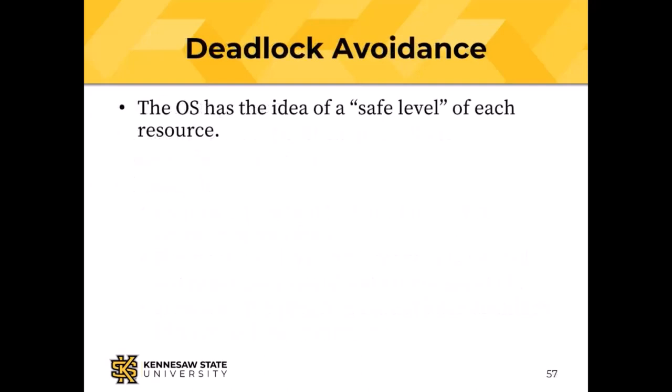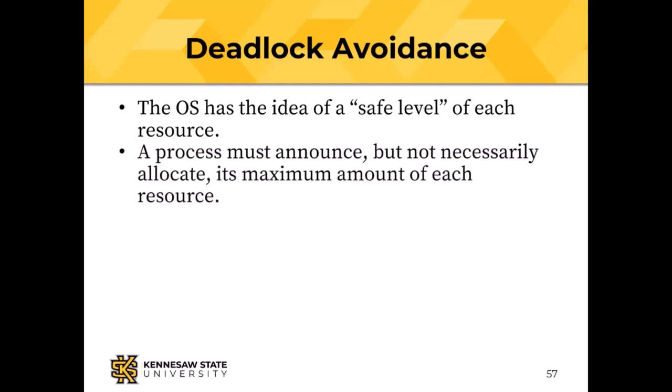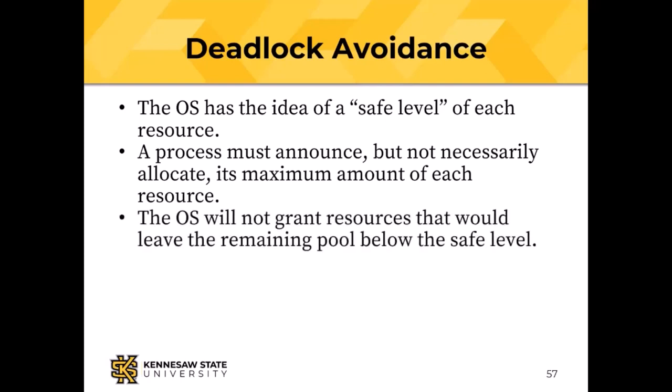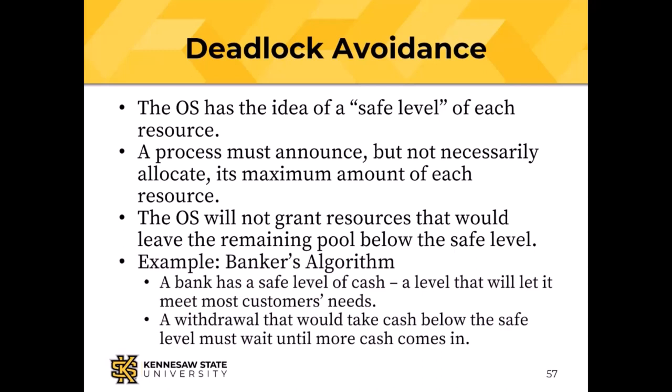Deadlock avoidance. The operating system maintains this idea of a safe level of each resource. This is called the banker's algorithm. Bankers know how much cash they need in the branch bank to do business every day. A process announces but doesn't necessarily allocate the maximum amount of each resource. So now I don't necessarily have to have all of that available right now. The OS will not grant resources that would leave the pool below the safe level. That is the banker's algorithm.